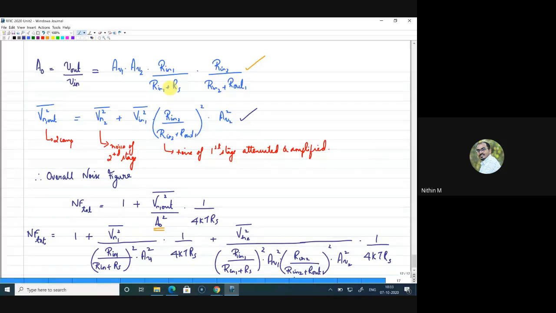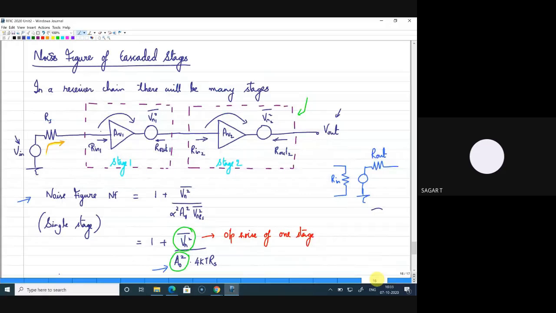The Rs of the second stage will be the R out of the first stage. I didn't get that, Sagar. So for the first stage, the Rs is considered as the source impedance, right? Then for the second stage, won't it be the R out of the first stage, sir? Can you repeat? Your question is whether this R out 1 will act as the Rs, similar to the first stage. Yes, sir. That is true, in that way only we have taken it. Rs for the second stage is R out 1. Yes, correct. Okay, got it, sir.